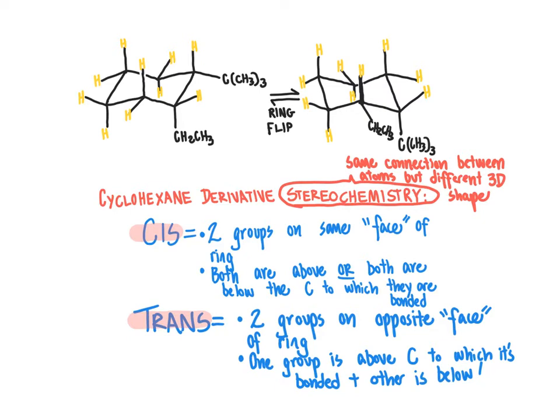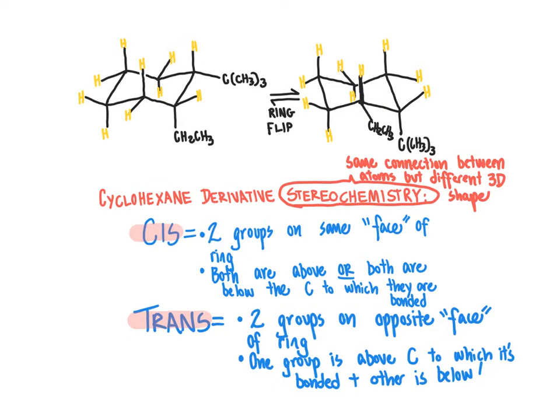In other words, if we were looking at the carbon atoms of the ring, what we would see is that both of the groups of interest are either above the carbon they're bonded to, or both of them are below the carbon they're bonded to. On the other hand, trans is the opposite of cis. Trans means different, and that means that the two groups are going to be on different faces of the molecule, or opposite faces of the molecule. In other words, one of the groups is going to be located above the carbon it's bonded to, and the other group is going to be located below the carbon it's bonded to, in order to describe the two groups as being trans to one another.